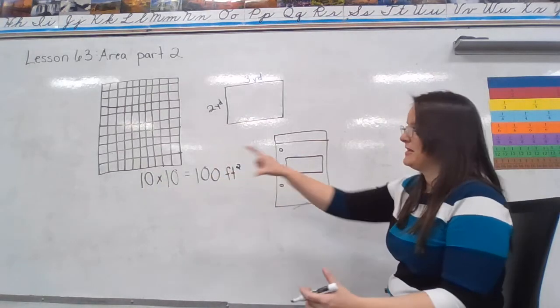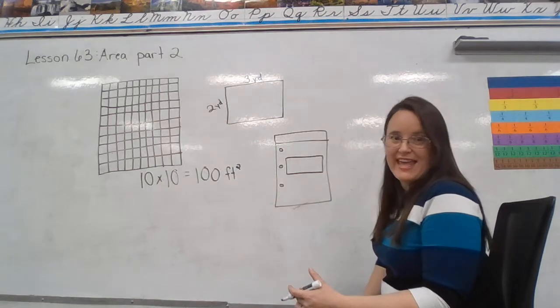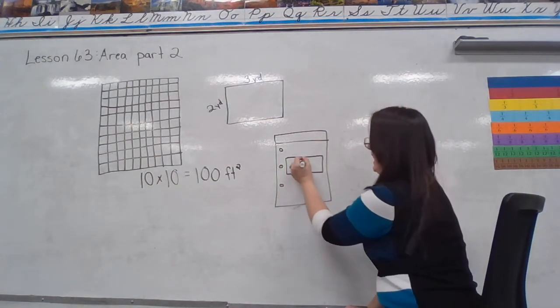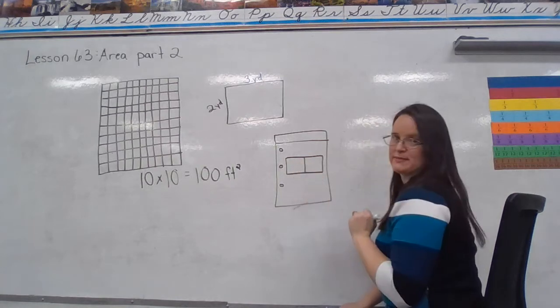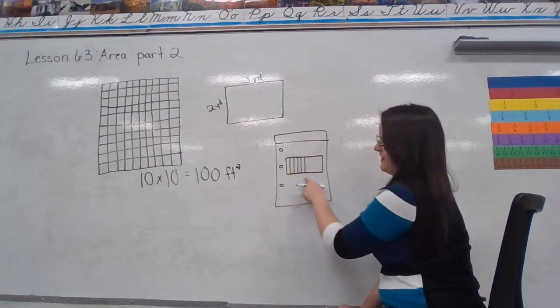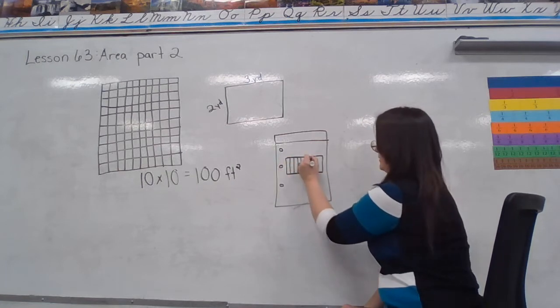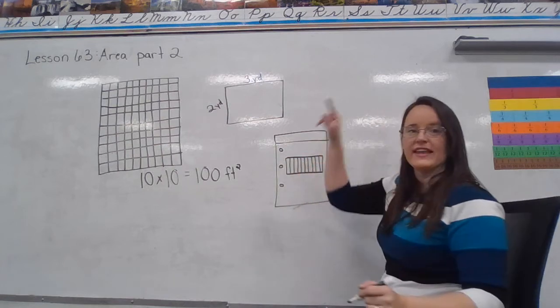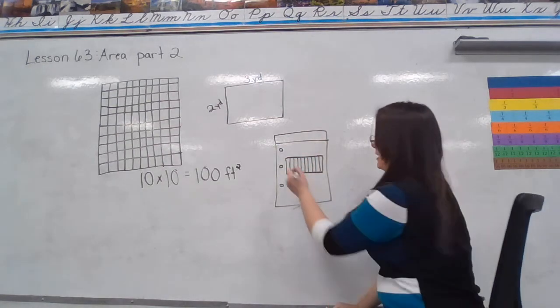So let's say I measured and it was 10 across. I would want to split this into 10. So usually I split it in half, and then I split one half into 5 sections, and then I'll split the other half into 5 sections. And then it was 4 from top to bottom.